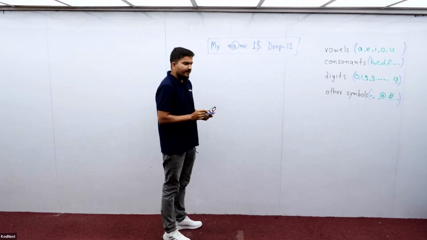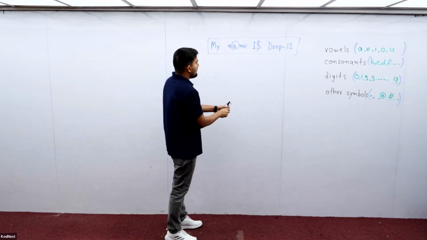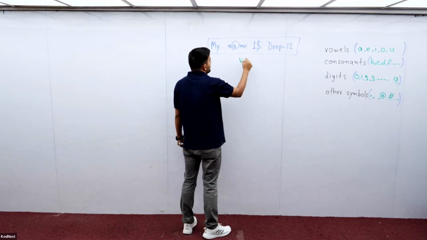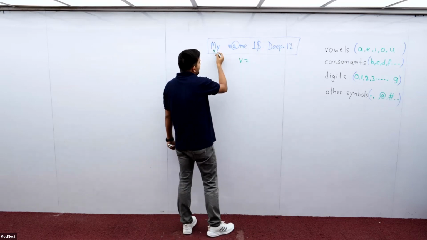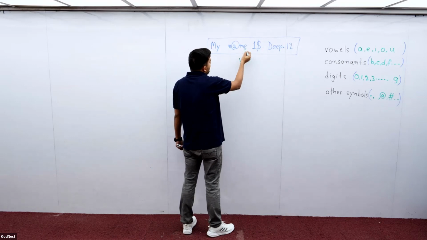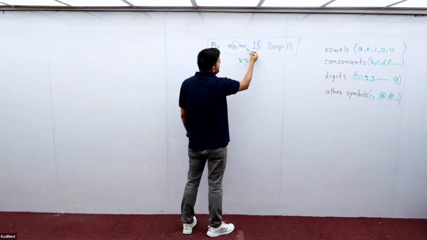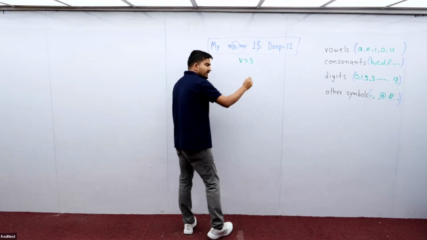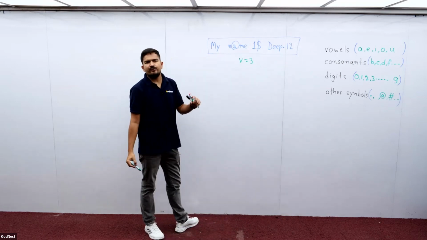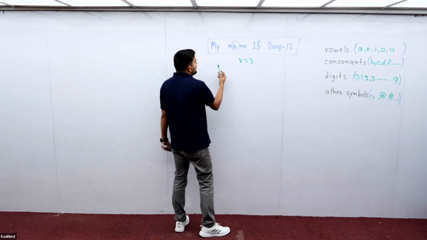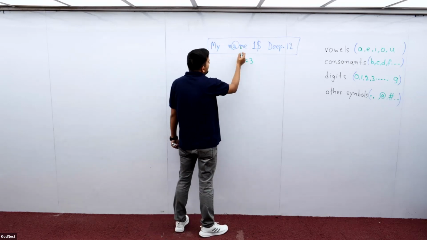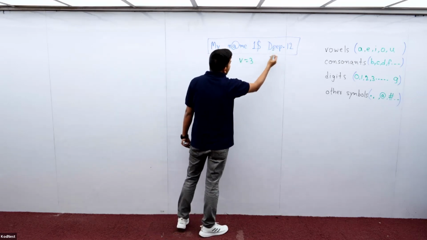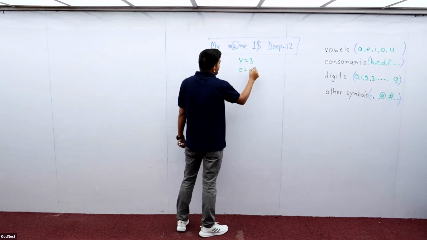How many vowels are present? Let's see. If we talk about the vowels, M is not a vowel, Y is not a vowel, E is a vowel, 1. 2 more E's are there, total 3 vowels are present. So we have to print that 3 vowels are present. How many consonants? 1, 2, 3, 4, 5, and 6. Consonants is equal to 6.